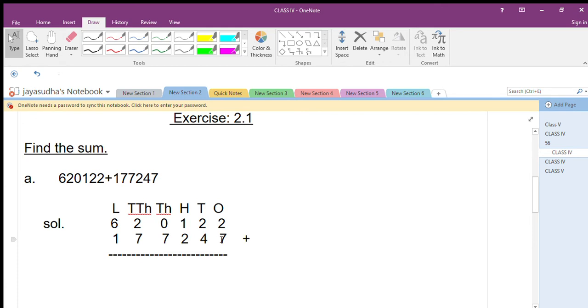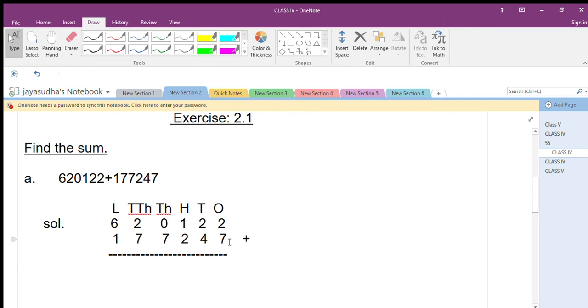Whenever you write the numbers, start from the ones place, not from the lakh place or thousands place. Every time, start from the ones place onwards: first the ones place, then tens, hundreds, thousands, 10,000s, lakhs. Now I arrange the numbers in columns. What are columns? This is the column: the ones column, tens column, hundreds column, thousands column, 10,000s column, lakhs column. You write the numbers in this line. These are called the rows, and this is called a column.